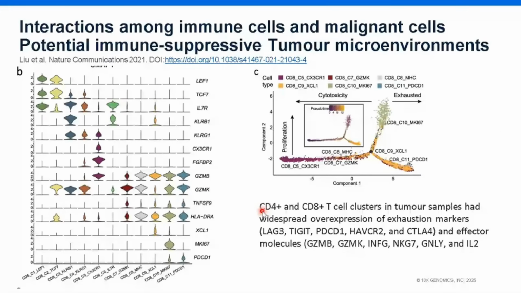Okay. So what this particular study found is that the CD4 and CD8 T cell clusters in the tumor sample had widespread overexpression of exhaustion markers compared to the peripheral blood. So they are exhausted, and therefore their cytotoxicity is reduced.